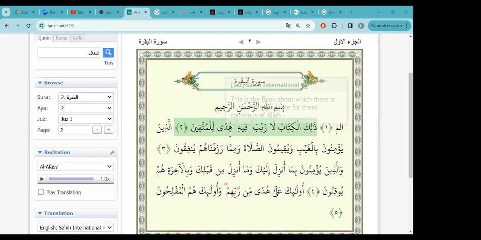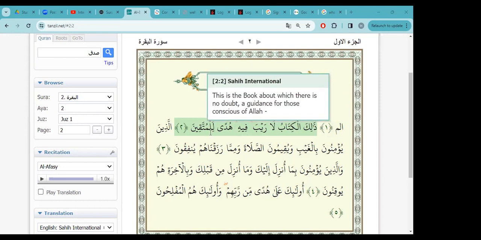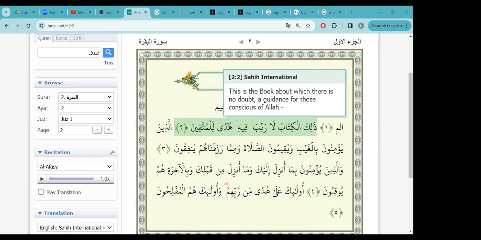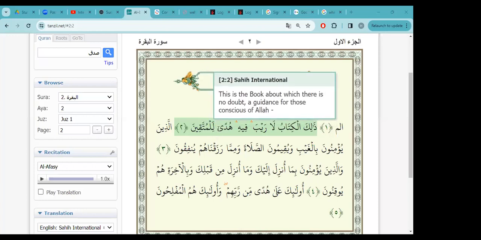Hudan lil muttaqin. Hudan, because of the tanween, fathatain, I would say it's a noun. Perfect. Lil, is it a jar there? Li. Lil, because of jar, it would be a noun. Perfect. Good. Alhamdulillah. Well done.